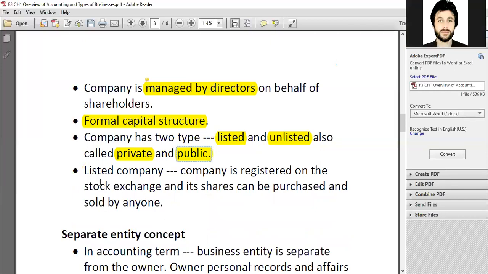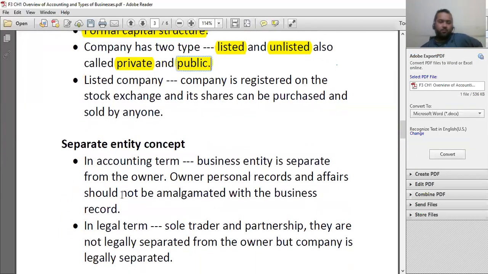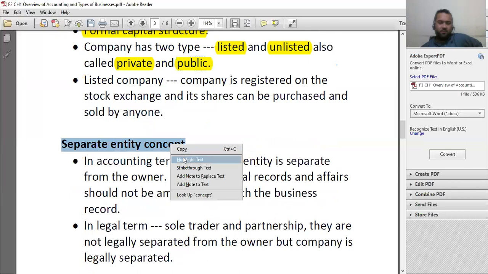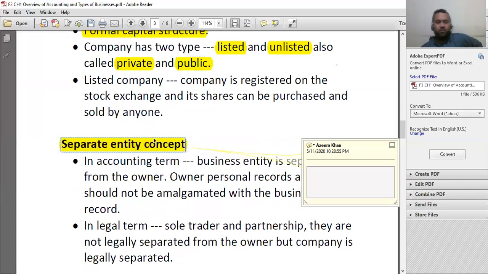Okay. Got it. So I've explained here the listed company, what is meant by a listed company. Now the next topic we have is the separate entity concept. As you know, in the separate entity concept, what do we mean by this? It means that personal affairs should not be part of business records.